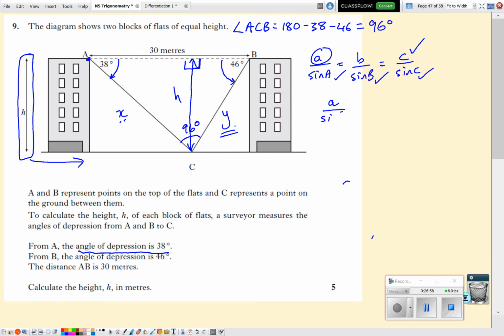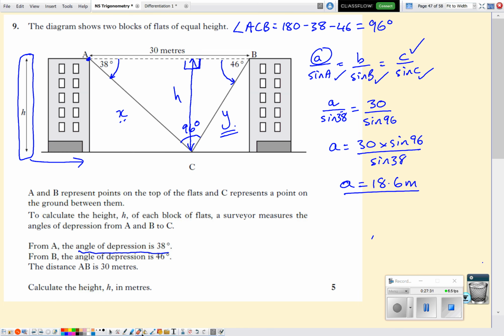So A is what we're trying to work out. A over sine 38 equal to 30 over sine 96. Okay, multiply both sides through with sine 96 and we'll get A equal to 30 times sine 96 over sine 38. And so A is 18.6 meters.